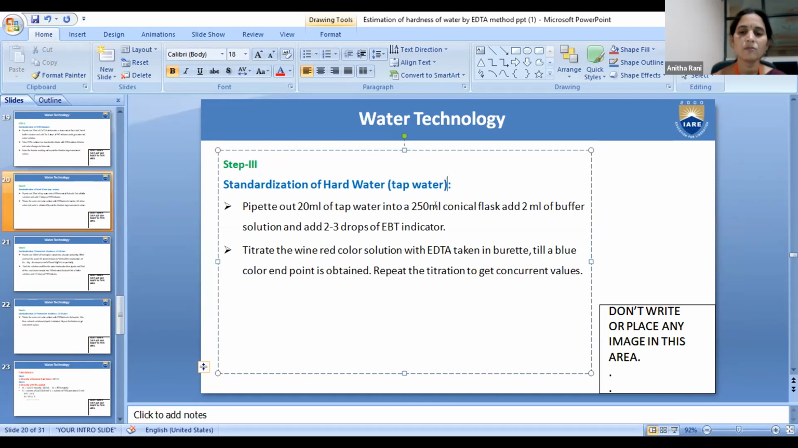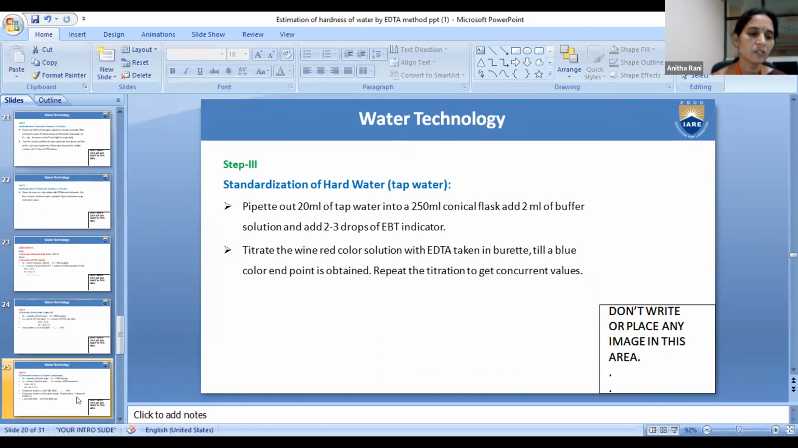So you can do this also. We will do 3 times to get exact values, or you can take average values also, but at least 3 times we have to do. After completing first time, throw the solution into the sink. Again, pipette out 20 ml of tap water in conical flask, add 2 ml buffer and add 2 to 3 drops of EBT indicator. Then you do the titration with the EDTA. When the color changes from wine red to blue color, then stop the titration, note down the burette reading.